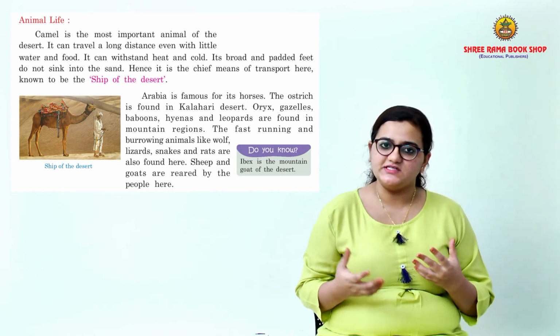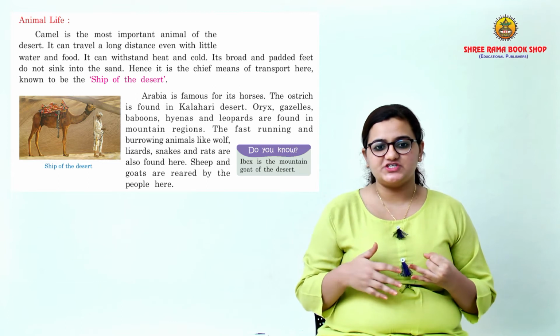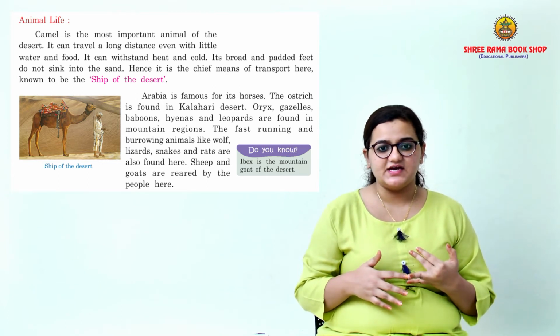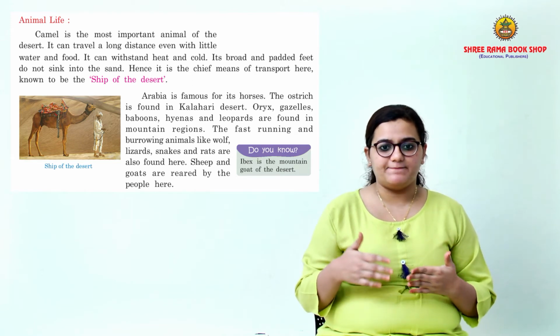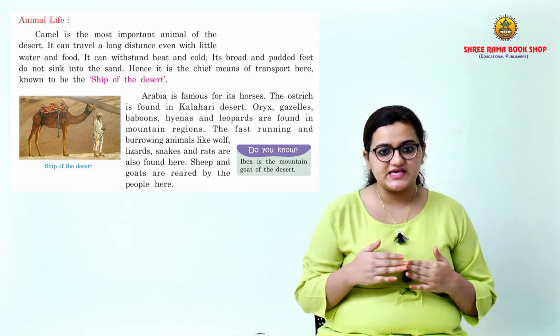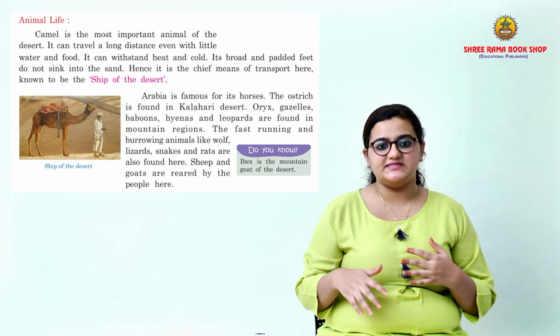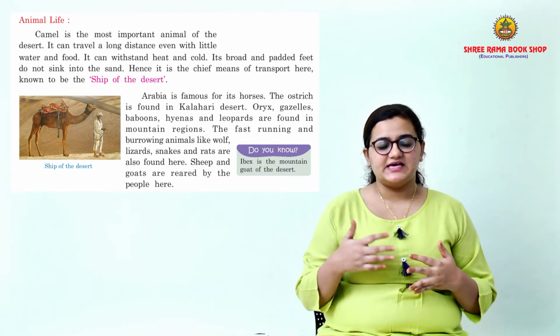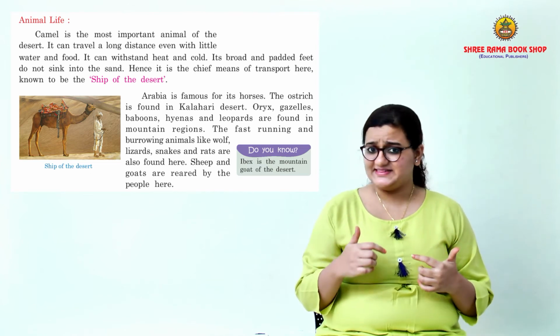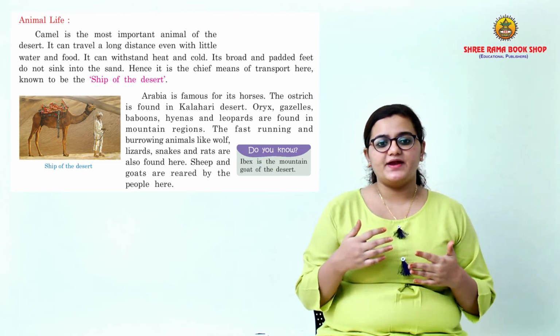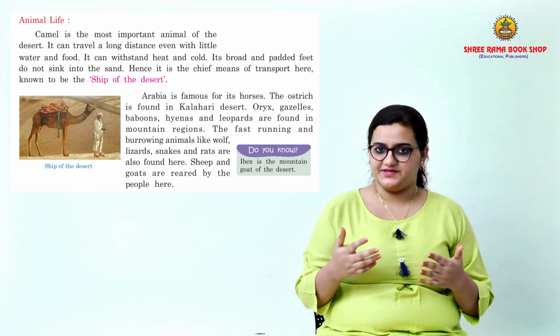Arabia is famous for its horses. The ostrich is also found in the Kalahari Desert. Oryx, gazelles, baboons, hyenas and leopards are found in the mountain regions. The fast running and burrowing animals like wolves, lizards, snakes and rats are also found in this region. Sheep and goats are reared by the people here.